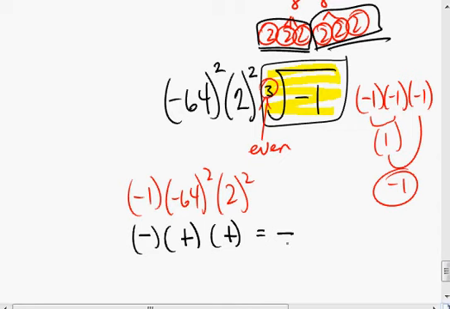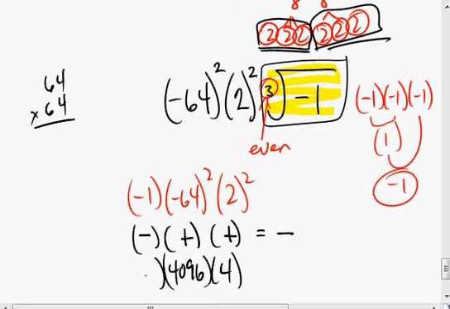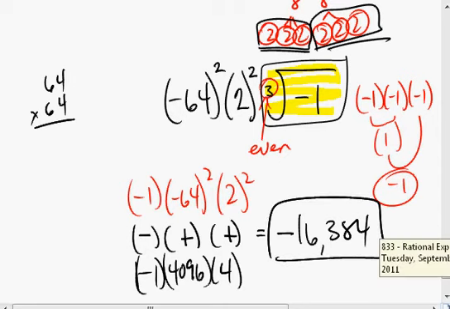Now, I don't have a calculator. Well, I guess you could do 64 times 64 like this. Or, let me just type this in. Okay, this is 4096 times 4 times negative 1, which is negative 16,384. That's the simplified version of the question.